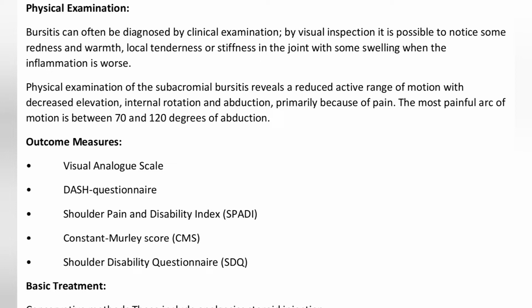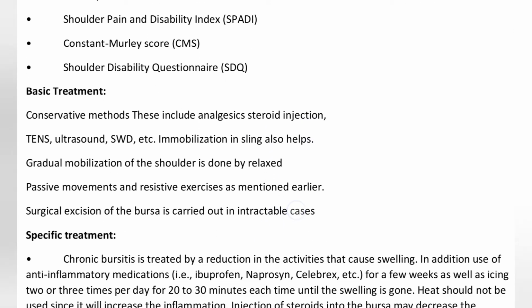These are the visual analog scale, DASH questionnaire, Shoulder Pain and Disability Index, Constant-Murley score, and the Shoulder Disability Questionnaire. For the basic treatment, we know that conservative treatment includes analgesics, steroid injection, TENS, ultrasound, SWD, and immobilization. Immobilization in a sling can also help. Gradual mobilization of the shoulder can be done by relaxed passive movement, and resistive exercises can be used for treatment. Surgical excision of the bursa is carried out in incurable cases. So these are some basic treatments.